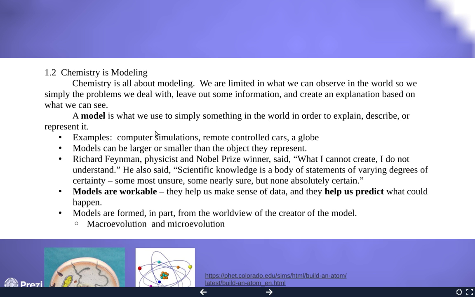So examples of models are computer simulations. We're going to actually look at one in a moment. A remote-controlled car is an example of a model. A globe is an example of a model. A model can be larger or smaller than the object they represent.